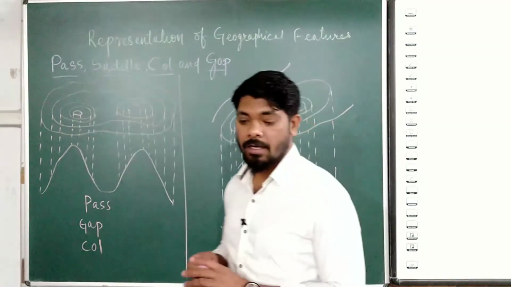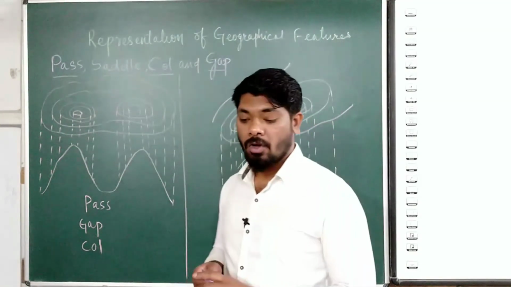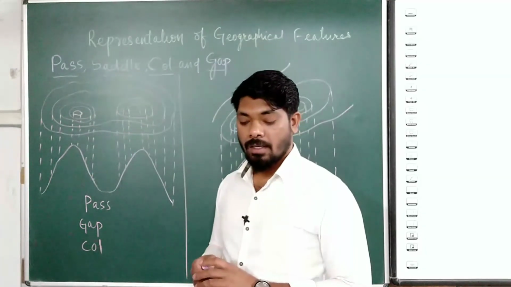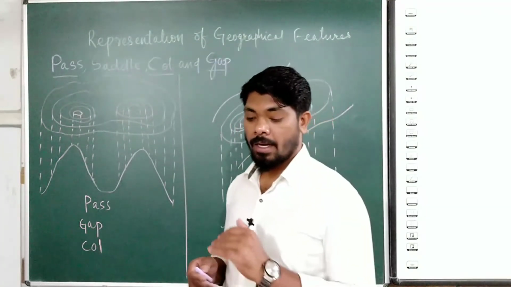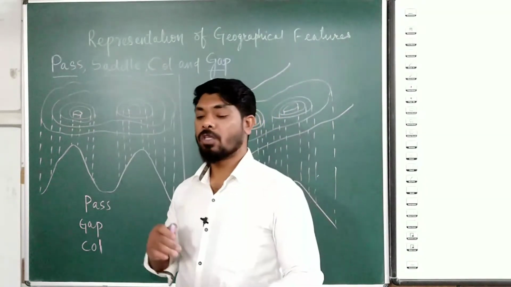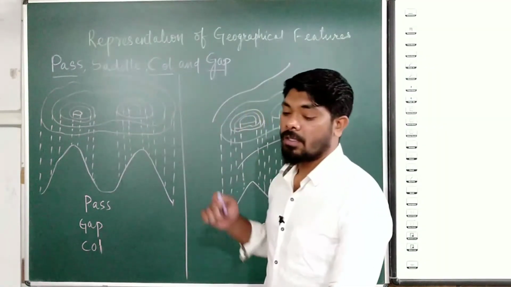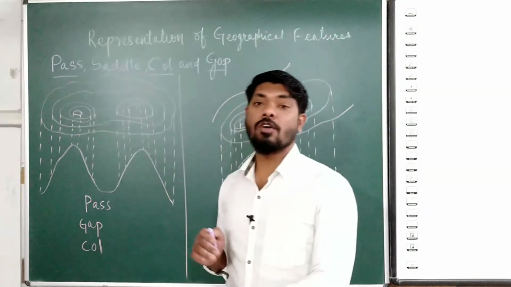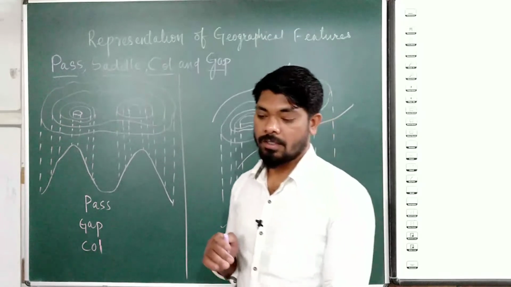Then another one is a col. A col is formed between the ridge of a watershed and the drop in the height between two hills in a watershed and the height of the mountain range. So remember, it is formed between the ridge or watershed of a watershed.